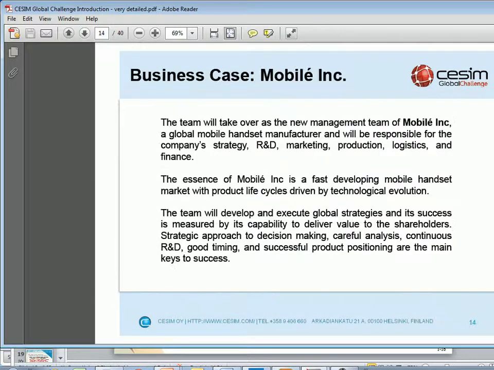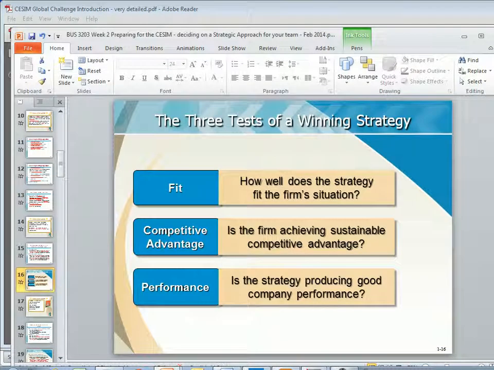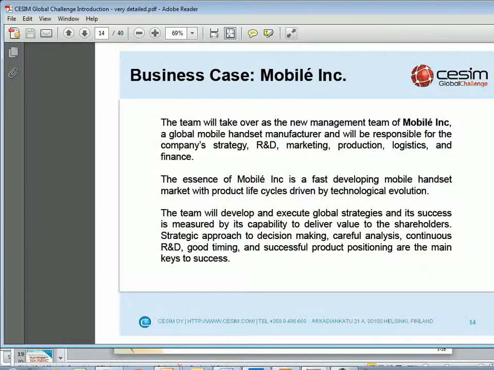Okay, so what we did in the previous video was we looked at where this fits in. We looked at what you are producing in the CESIM. You are all manufacturers of cell phones or mobile phones, as some of you say over here. And so you're going to be looking at all these areas.